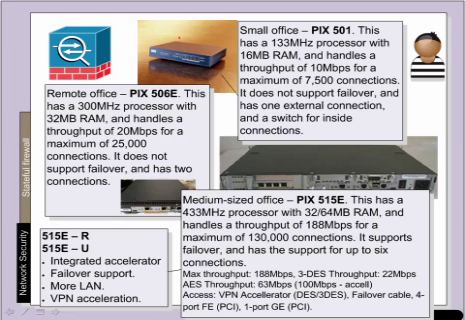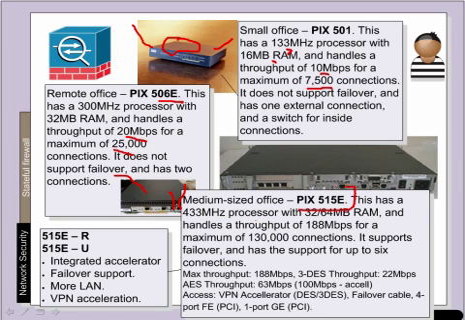Typical PIX devices that we have are the small scale PIX 501, fairly limited processor, small amounts of memory, small throughput, can handle up to about 7,500 connections. There's only one internal connection and one external, so it's typically used in a small office. For a remote office, we have the 506E, which can handle a 20 megabits per second throughput, 25,000 connections, and again it has an incoming connection and an outgoing connection.